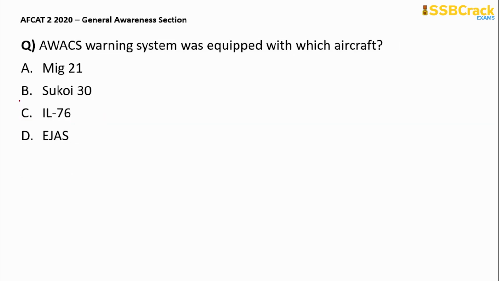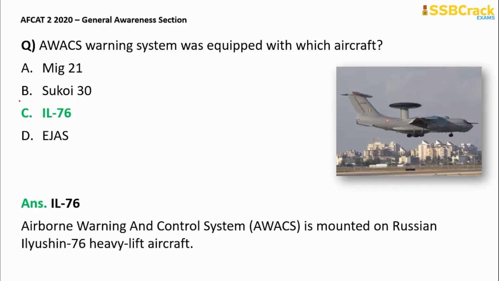Next question is, AWACS warning system was equipped with which aircraft? MiG-21, Sukhoi 30, IL-76 or EJS? So the correct answer for this is IL-76. So airborne warning and control system is mounted on Russian Ilyushin-76 heavy lift aircraft. So the correct answer will be C.